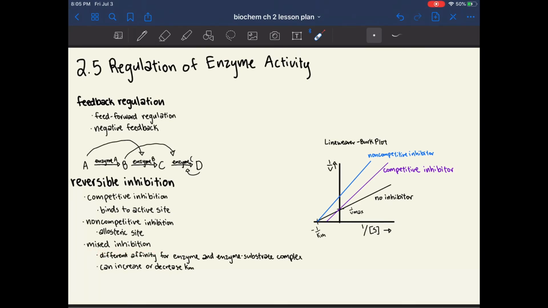Mixed inhibition is when your inhibitor has different affinity for your enzyme and your enzyme-substrate complex. This means that your mixed inhibitor could have very high affinity for your enzyme-substrate complex, which means that your inhibitor likes to bind to the enzyme-substrate complex, which makes the enzyme more able to do its job, which means that the inhibitor actually helps lock the substrate in and helps the enzyme bind. It can also have higher affinity for the enzyme, which means that it can act kind of as a non-competitive inhibitor. So this can increase or decrease your Km.